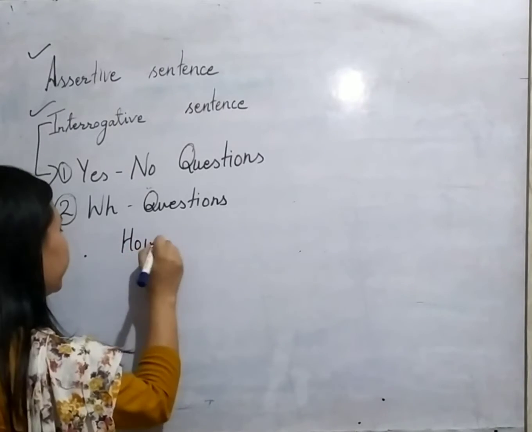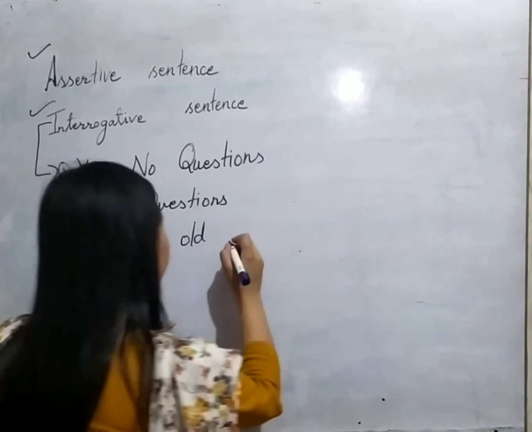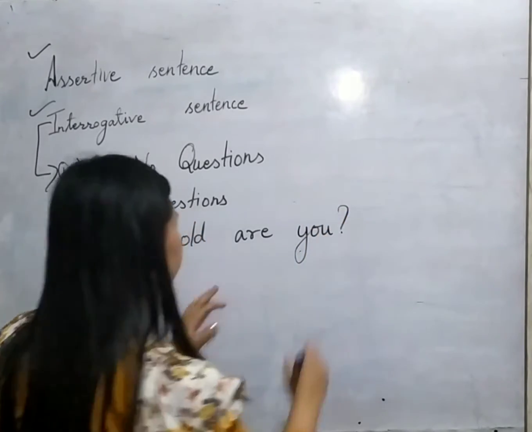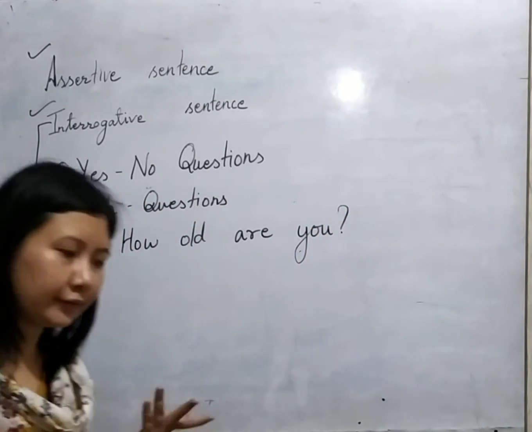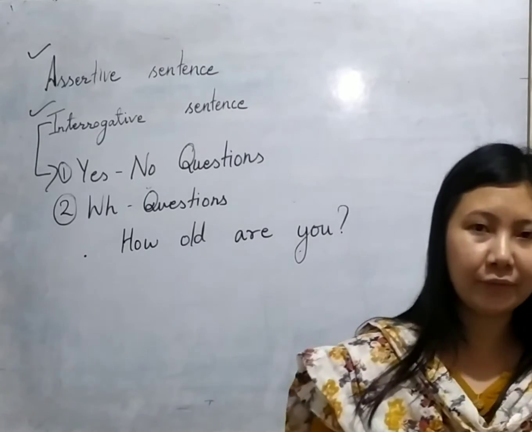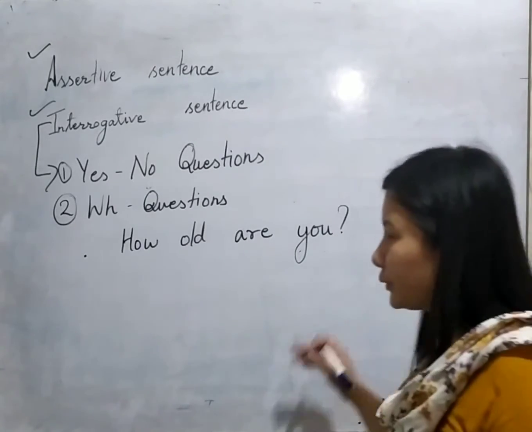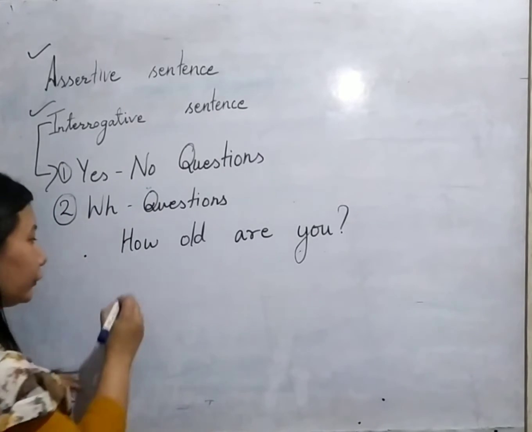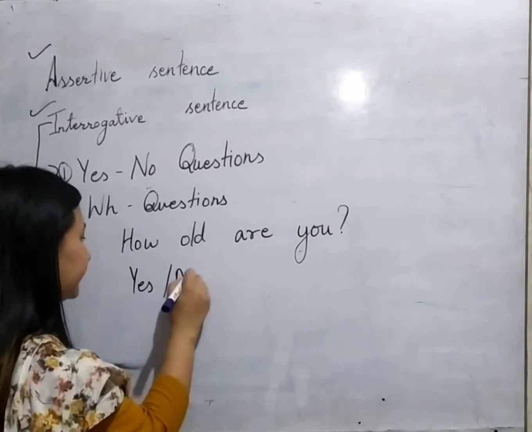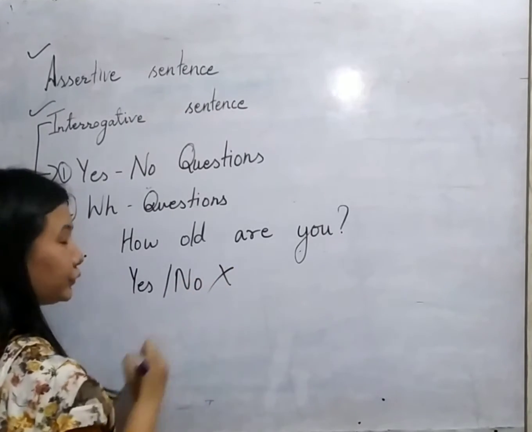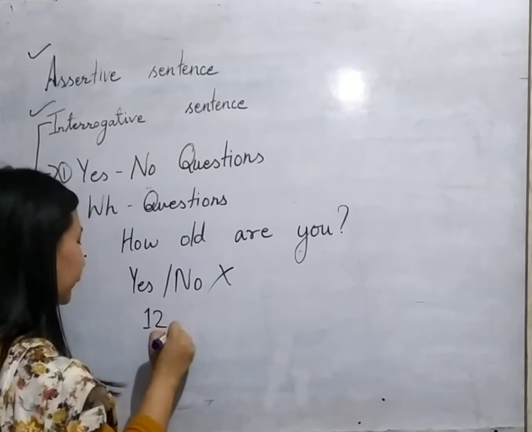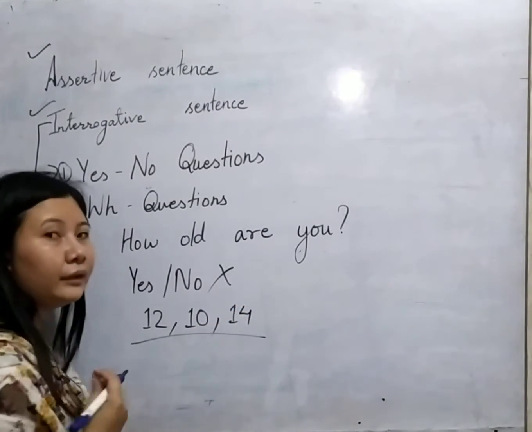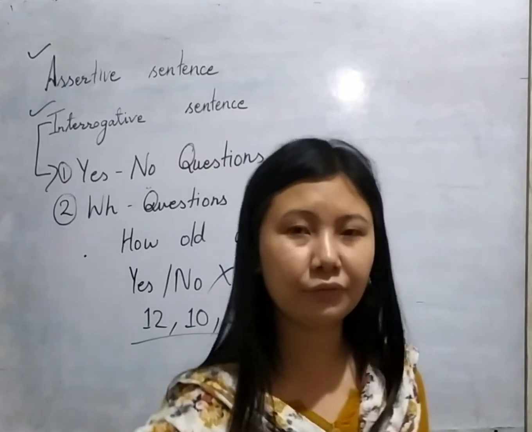How old are you? I am taking easy examples so that you are able to understand. This is a question that you have been dealing with since your junior class. How old are you is asking about the age. Here you are not going to say yes or no as an answer, because the answer is going to be wrong. You have to say I am 12, I am 10 years old, I am 14 years old, whatever your age is.